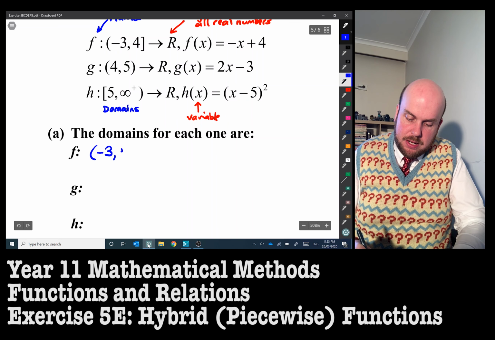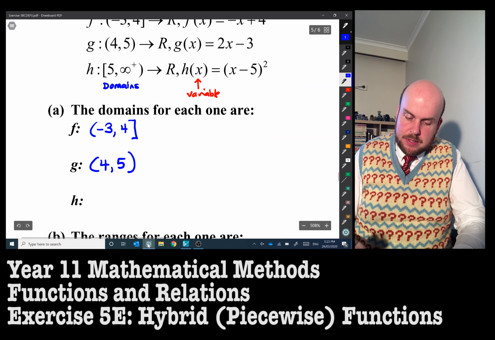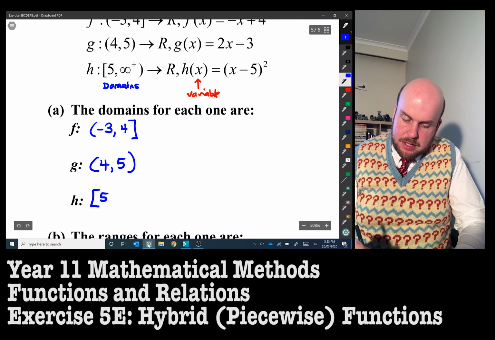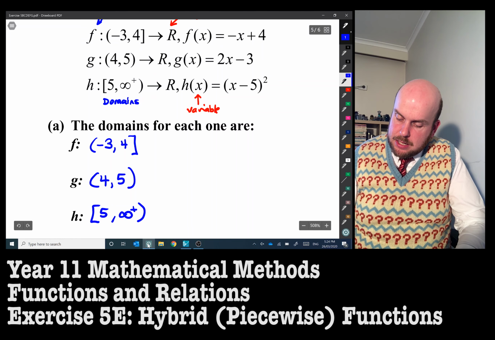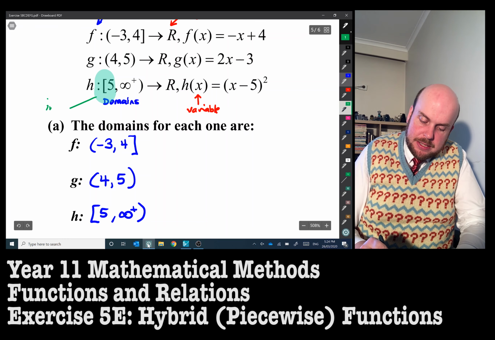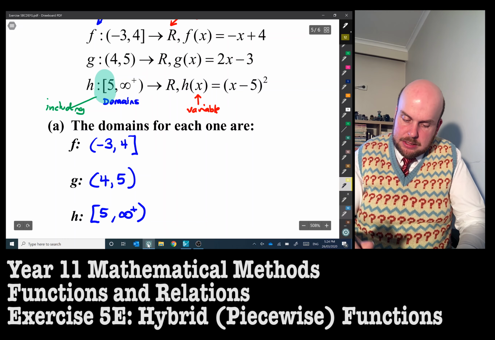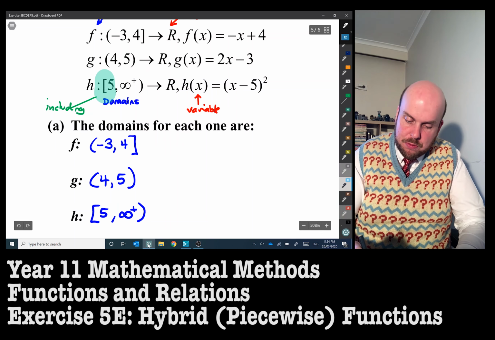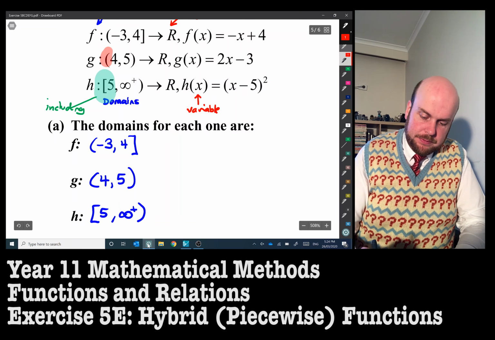So we've got -3, 4, 4, 5, and -5, well, just -5, and the positive infinity. And as a reminder, well, we've got the little square brackets. Remember, that means including. And then we've got, let's get a different color. What color shall I use? I'll use a big old red color. We've got the round bracket. That, of course, means not including.